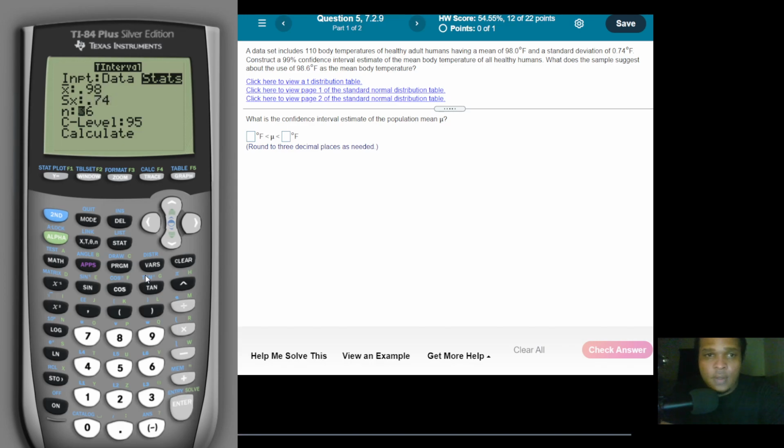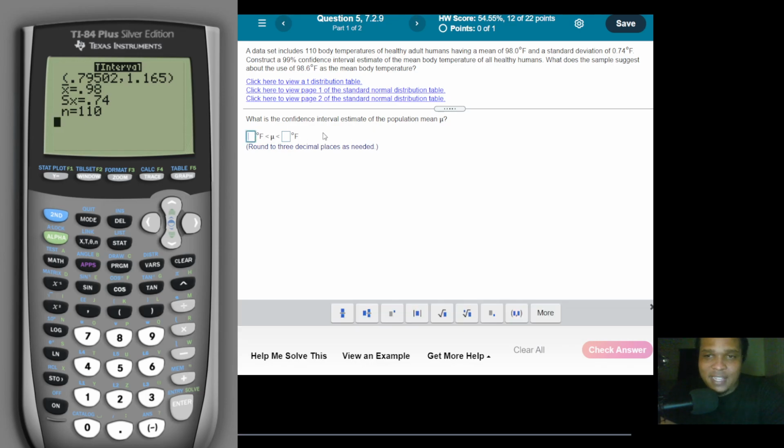Hit enter. Sample size, 110 body temperatures. That's it right here. 110 body temperatures, right? Hit enter. 99%. That's your confidence level. Calculate. And we're good. They want 3 decimal places, so 0.795, and we have 1.165.